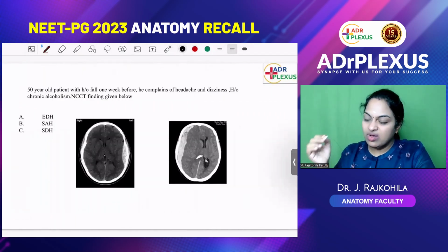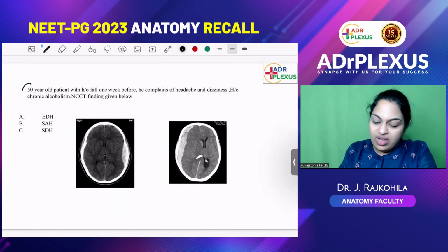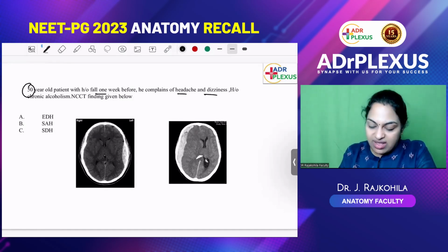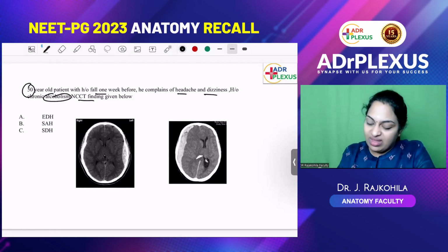Okay, so here also the question and the image which was given, I haven't got it right, but I put both. So a 50-year-old patient with a history of fall 1 week before, complaints of headache and dizziness, and a history of chronic alcoholism. And non-contrast CT, what was the image given? Whether this or this.